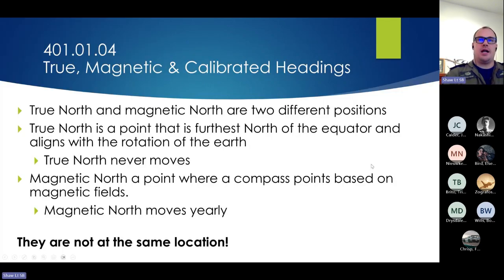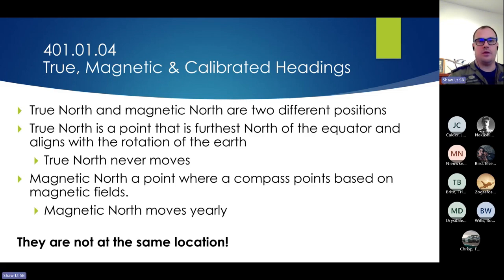So true, magnetic and calibrated headings. There are a couple of ways that we reference. True north and magnetic north are two different positions. You guys are mostly familiar with this already, but just remember they're measuring two different things. True north is the point that is furthest north of the equator and aligns with the rotation of the Earth. So true north is in reference to the actual Earth. It's the middle of where the rotation is, and it never moves. You can think of it like true north is where Santa Claus lives, something like that, right? It never moves. It's always the same. The rotation of the Earth runs right through it.